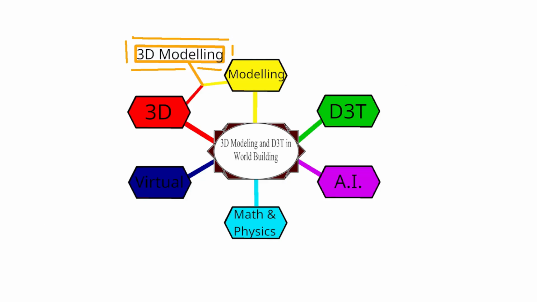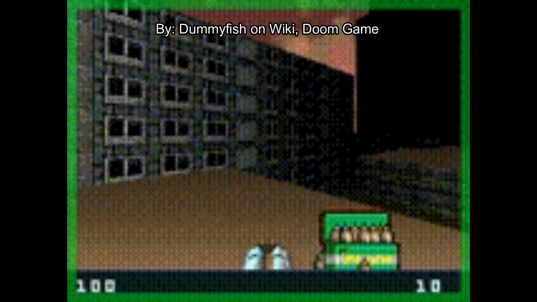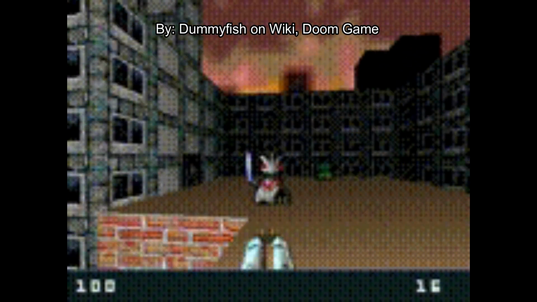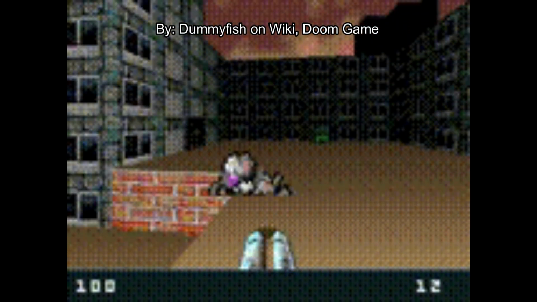When 3D modeling was fresh, 3D models were turned to sprites, 2D, because the computers were not able to render it in real time. Thus, they used a less detailed version of the model.